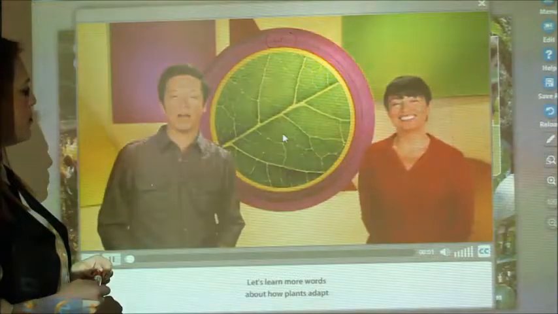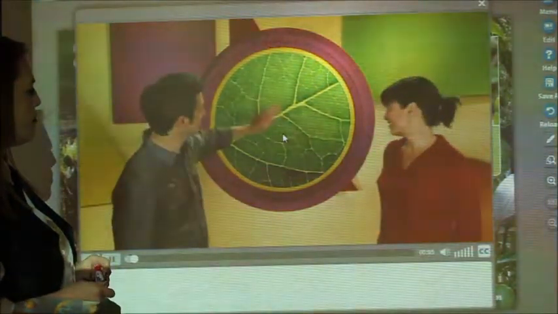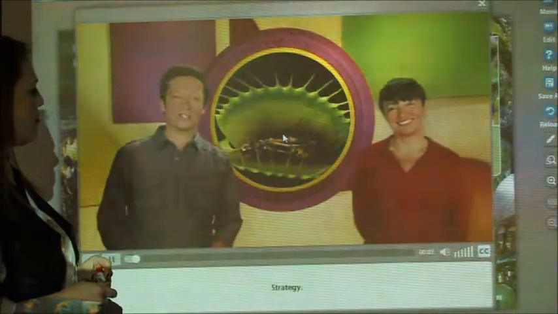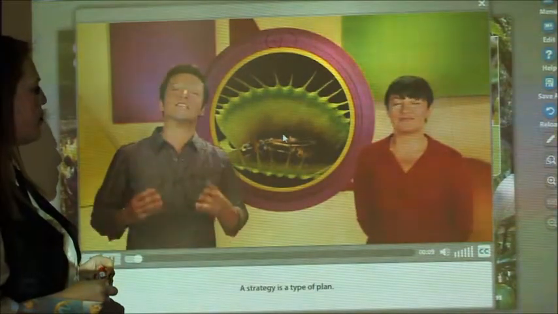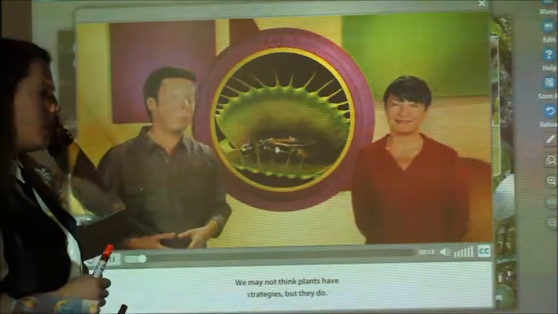Okay, so let's do the vocabulary part. Let's learn more words about how plants adapt in order to survive. Strategy. A strategy is a type of plan. We may not think plants have strategies, but they do.